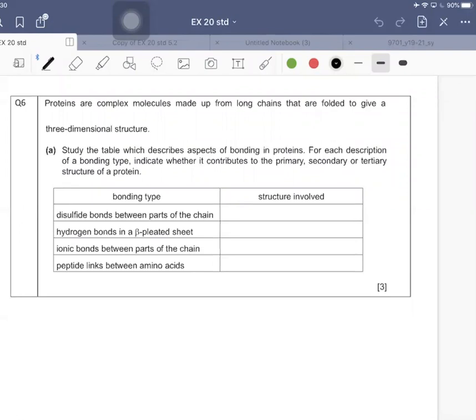So today we're going to continue with your exercise 20. Moving on with question 6. Now, for question 6, this is actually something that will be covered in the next topic, but I'm just going to give you the answer for now.